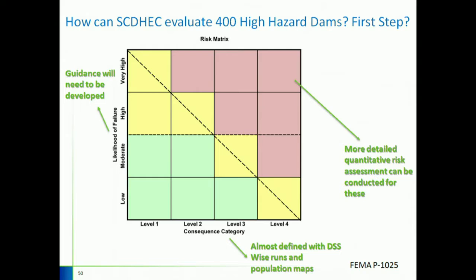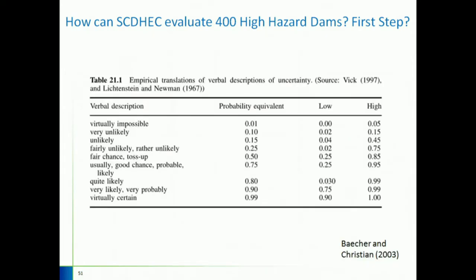So the qualitative, going back to this little matrix. The x-axis, for your specific case, you've done a lot of work already with the DSS-WISE runs and potentially GIS-based population maps to come up with a consequence category, right? We can define those consequence categories. The likelihood of failure: low, moderate, high, very high, there are different ways to look at it. See the probability equivalent. For an event virtually impossible, you see the probability equivalent. And at the very end, virtually certain, 99.